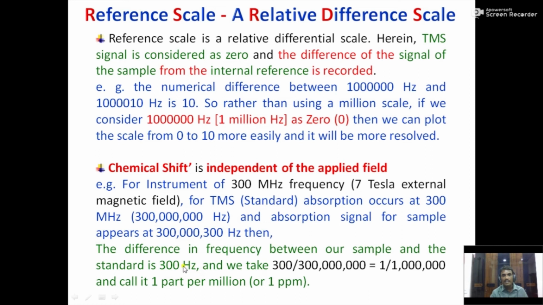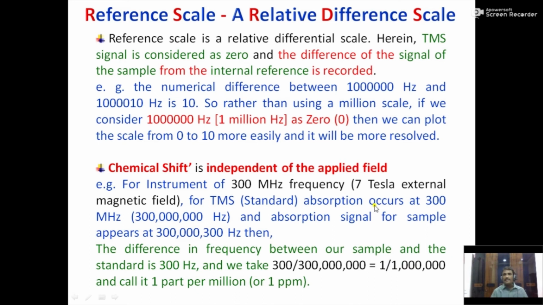We can divide this 300 hertz by the instrumental frequency. The instrumental frequency is 300 million hertz. So you can see that 300 hertz divided by 300 million hertz is equal to 1 by 1 million, and it is called 1 parts per million, that is, 1 ppm.